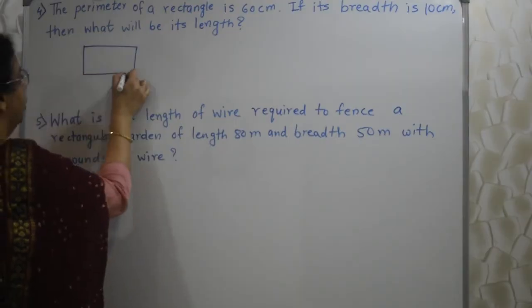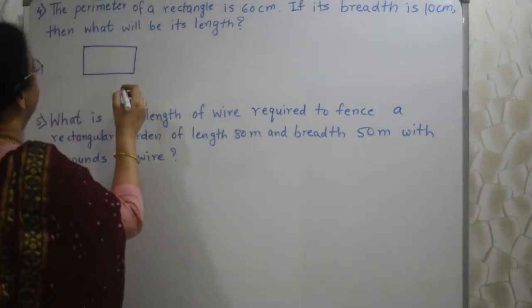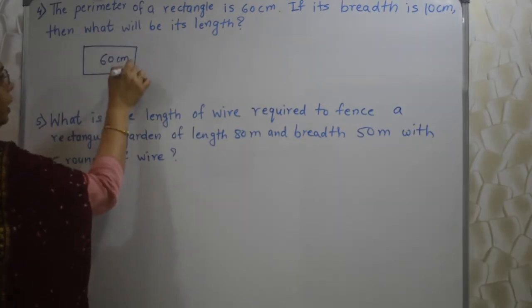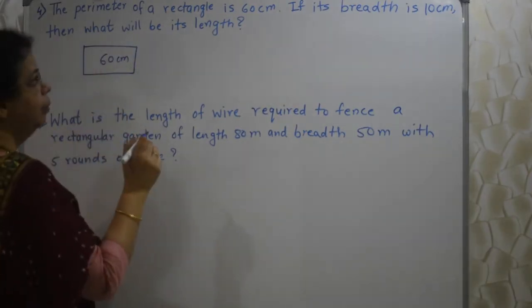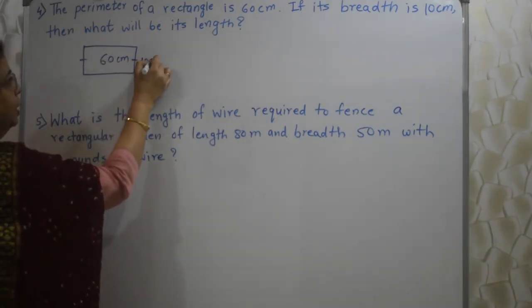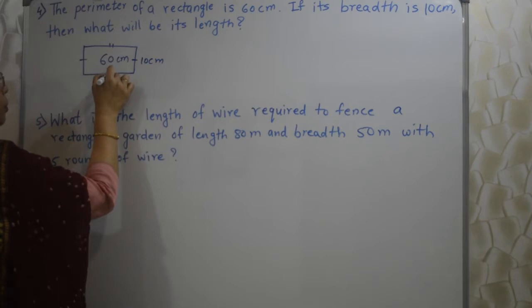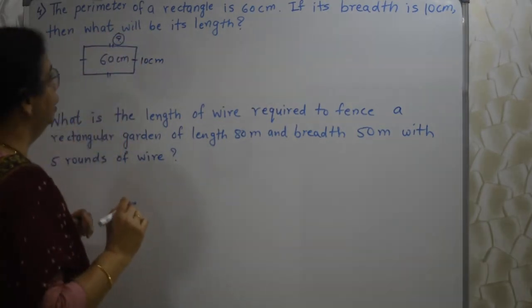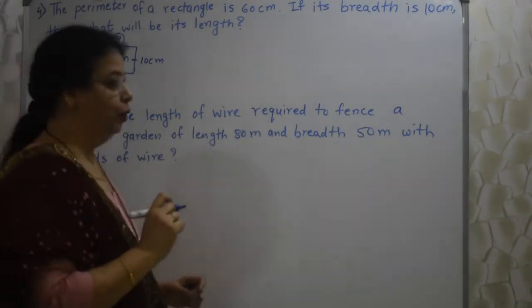This is the perimeter. Perimeter of the rectangle is 60 centimeter. This is the rectangle. Perimeter is 60 centimeter. Breadth, that is the smaller side, is 10 centimeter. This is the bigger one. This we don't know, right? This we are supposed to find out.